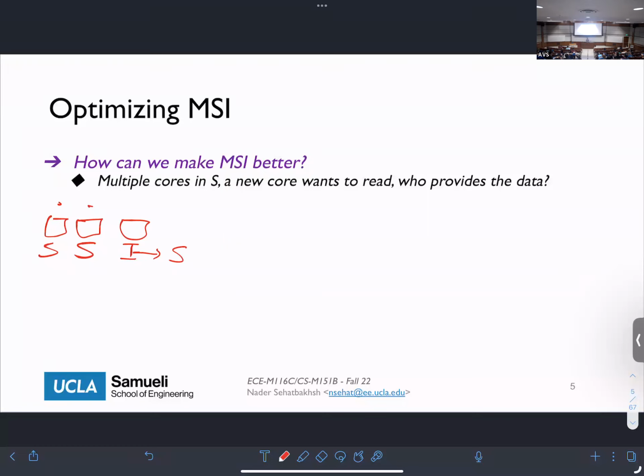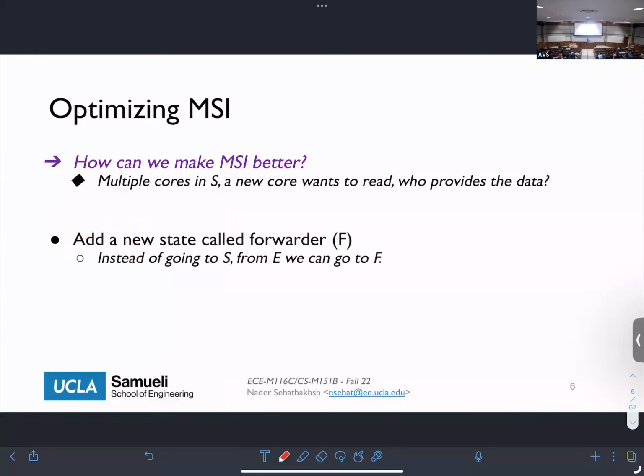One thing we can do is round robin and say, okay, whichever answers faster, that would be easier. But that means there will again be pollution in our snooping protocol. So what we can do is define a forwarder state and say that the forwarder is the one responsible for forwarding the request, the clean copy. So the F becomes the clean counterpart of the O, because O was providing data when the data was dirty. F becomes the one that, when the data is clean, will provide it for us.